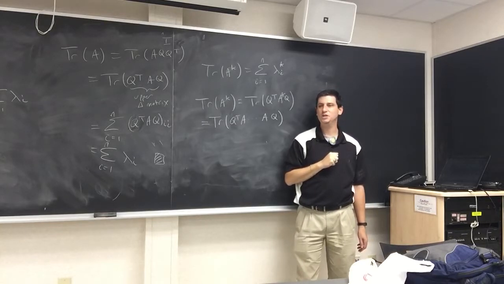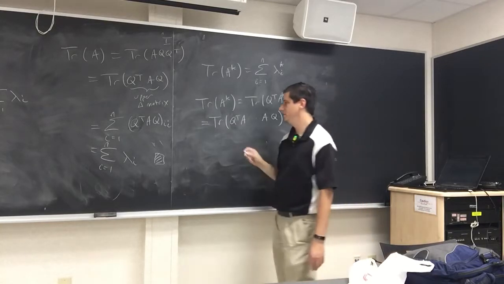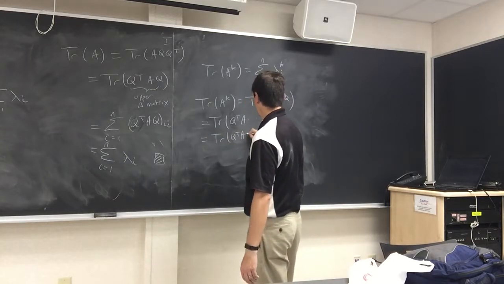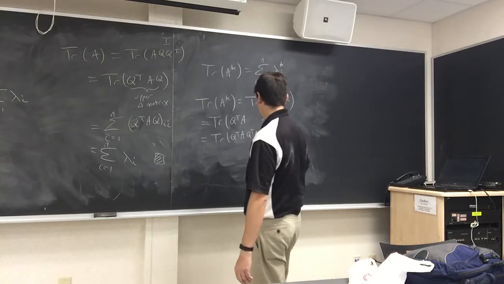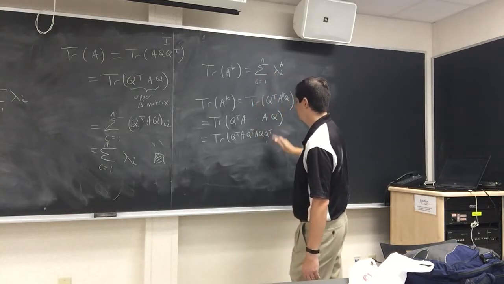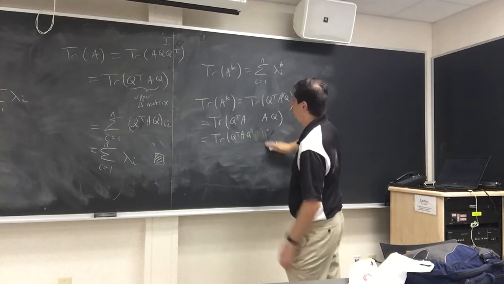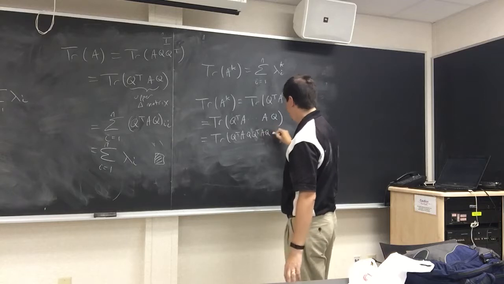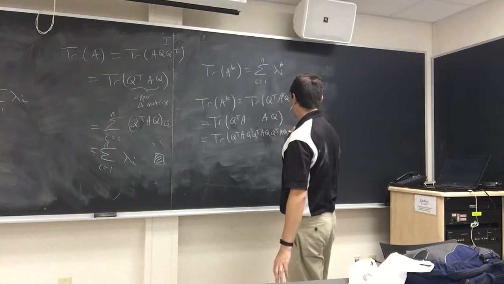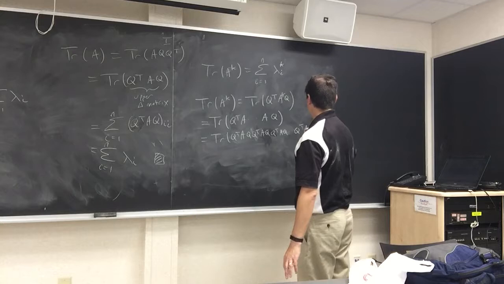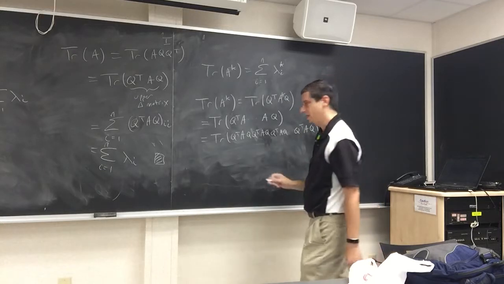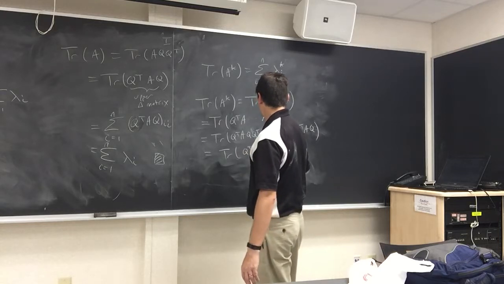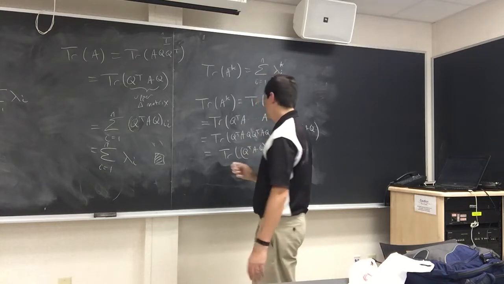This is Q transpose A, I feel like Fonzie. And now between every two A's, we're going to write Q transpose Q. And so we'll get the trace of Q transpose A Q, Q transpose A Q, Q transpose A Q, dot, dot, dot, Q transpose A Q. And this is now just the trace of Q transpose A Q to the kth power.